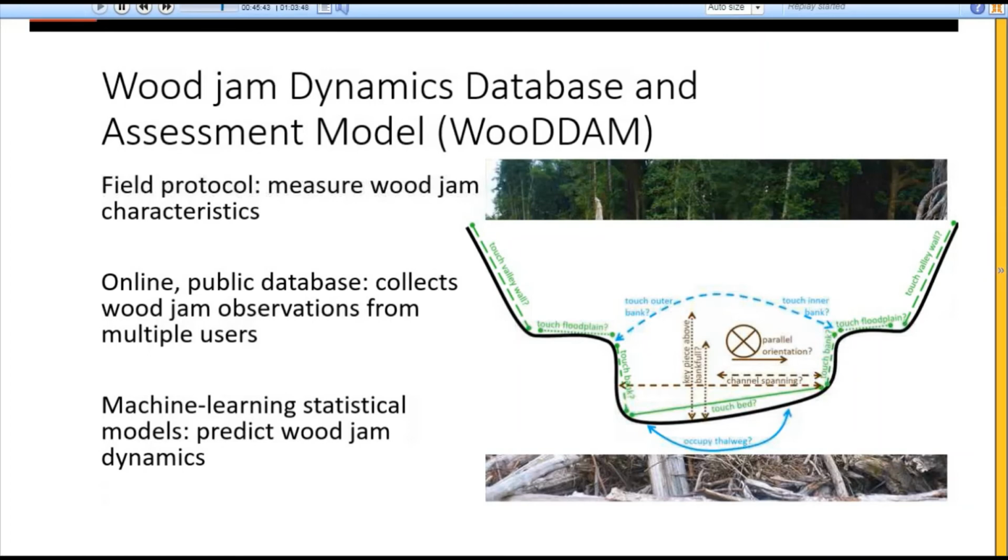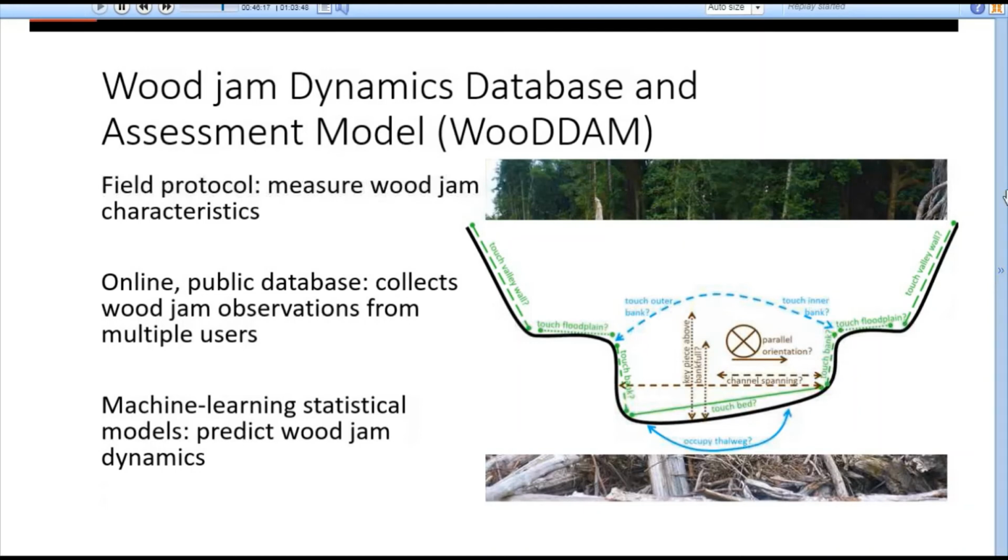Now these characteristics might seem very simple and sort of elementary on their own, but I would argue that taken together, we have about 30 of these characteristics in this field protocol. They give you a really comprehensive and holistically relevant idea of wood jam characteristics. So they allow us to capture the essential things about a wood jam that we can reproducibly measure and assess in the field without taking a chainsaw to these things, which would be kind of counterproductive.